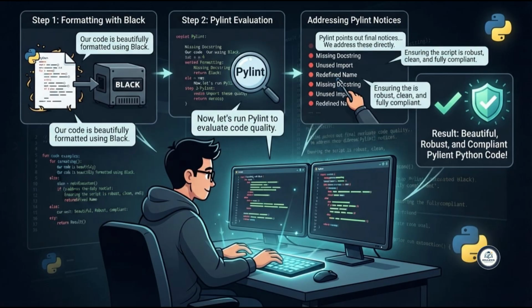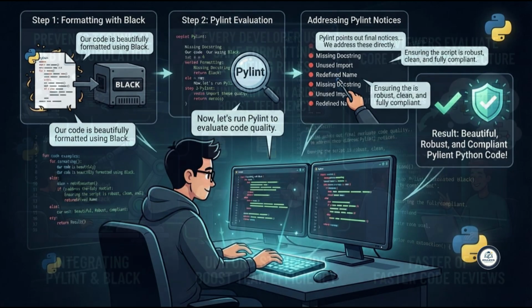Now that our formatting is pristine thanks to black, let's run Pylint on the same file to evaluate code quality. Pylint might still point out that a specific function lacks a docstring or that an import statement is completely unused. We address these final notices directly, ensuring our script is not only beautiful on the outside but robust, clean, and fully compliant on the inside as well.